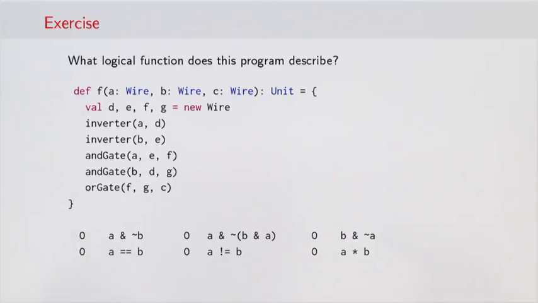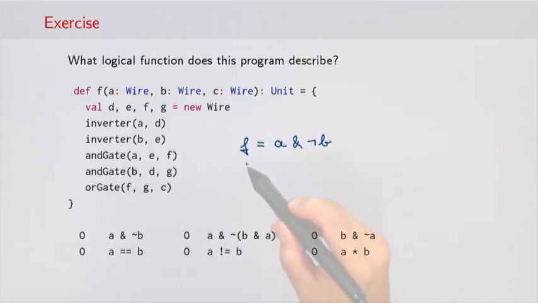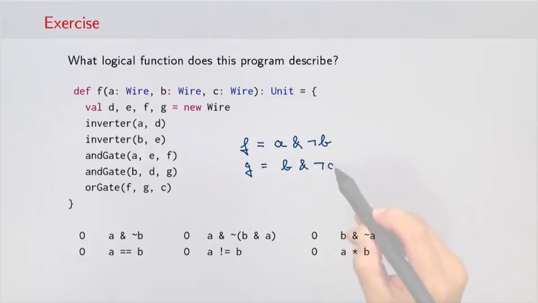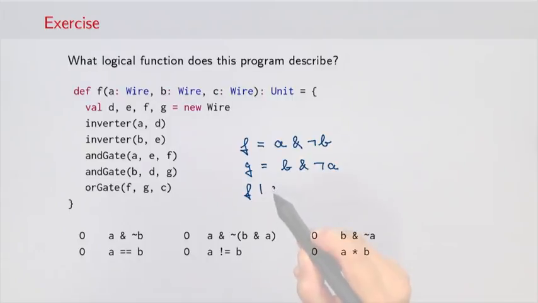So to figure out what this circuit computes, a good way to proceed is to look at the internal wires and see what logical function they would produce. So if we look at the F, for instance, as it says, that would be the AND between the A and the E, itself the inverter of the B, so that would be A AND not B. Likewise, the G would be B and not A. And then we have, as a final result, F or G.